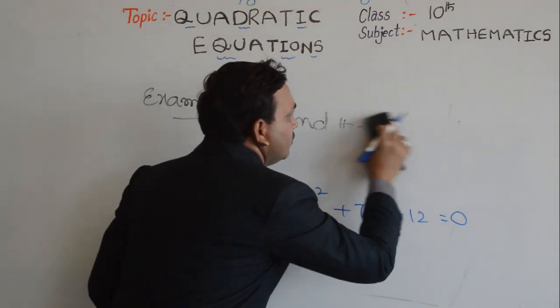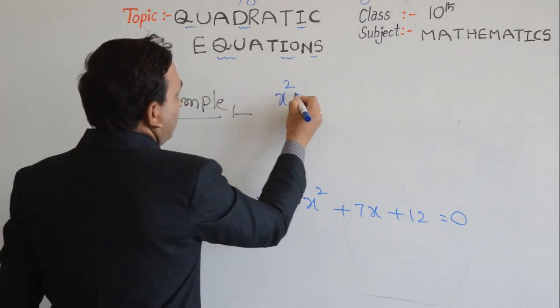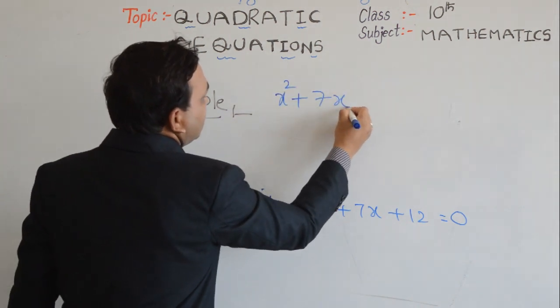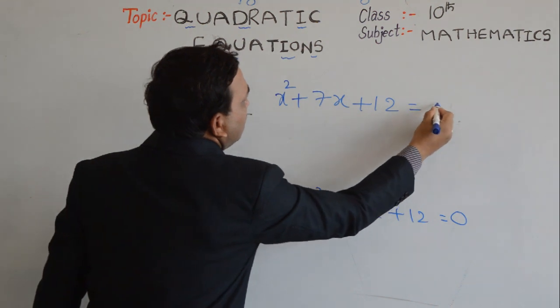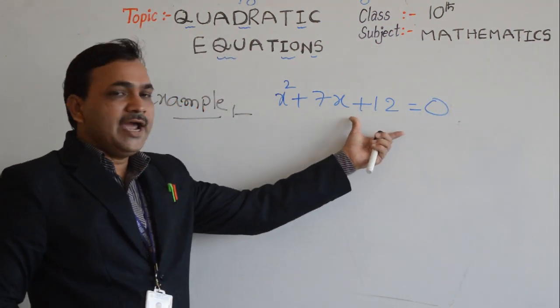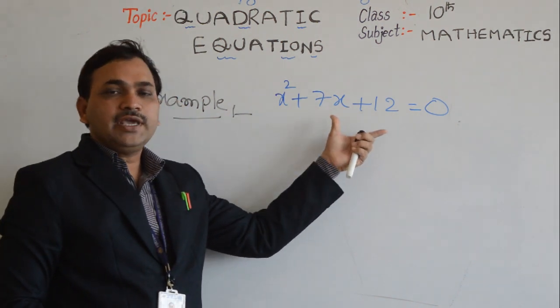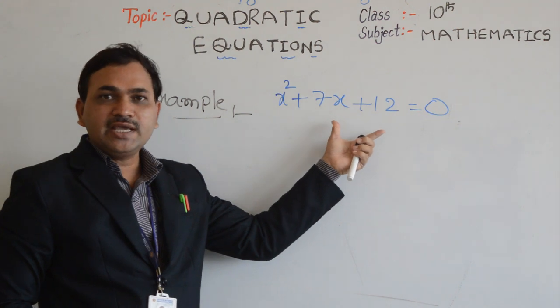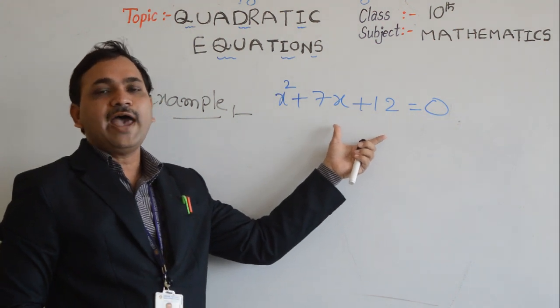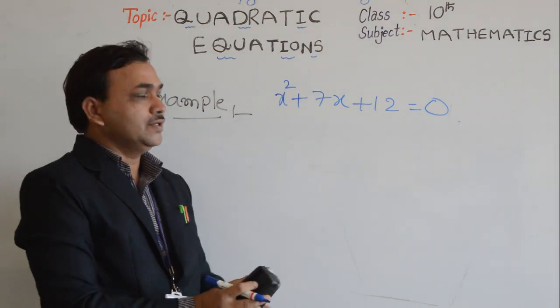So we have x square plus 7x plus 12 is equal to 0. So how to find out the roots? We can use the splitting of the middle term or factorization method.